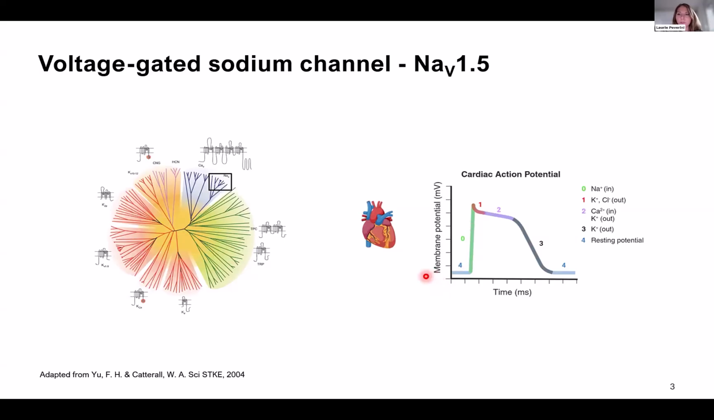NaV1.5 dysfunction is associated with many different cardiac diseases. Just to name a few, there is, for example, the long QT syndrome. There is also the Brugada syndrome, the sick sinus syndrome, and also several types of arrhythmias. In the clinic, NaV1.5 can be modulated by antiarrhythmic drugs. So I think this demonstrates that NaV1.5 is a really important therapeutic target to study.